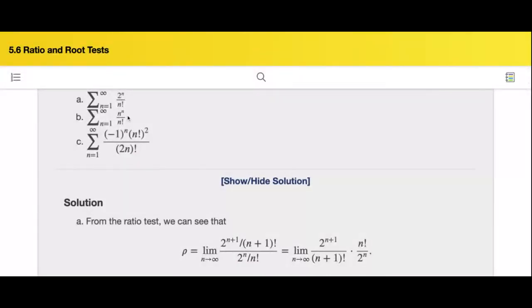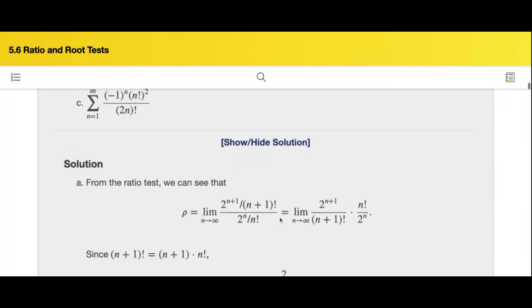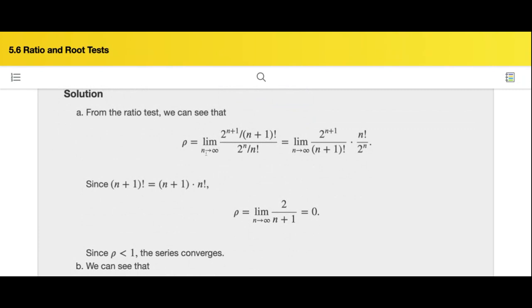So we're going to do n plus 1 raised to n plus 1 divided by n plus 1 factorial, then divided by n raised to n divided by n factorial. Basically, the n plus 1th term divided by the nth term. So we take a limit as n approaches infinity, 2 raised to n plus 1 divided by n plus 1 factorial. So this is the n plus 1 term. Then the denominator is 2 raised to n divided by n factorial. So this is the nth term.